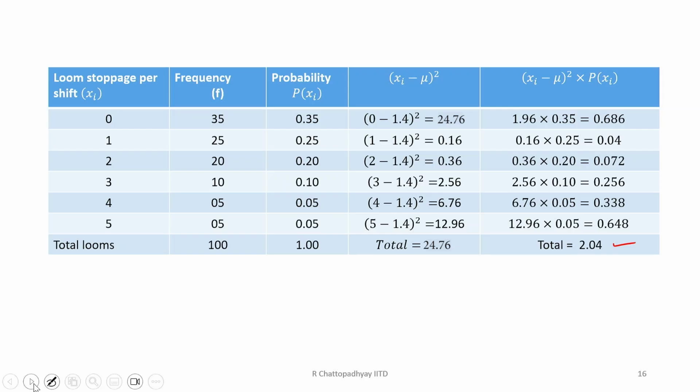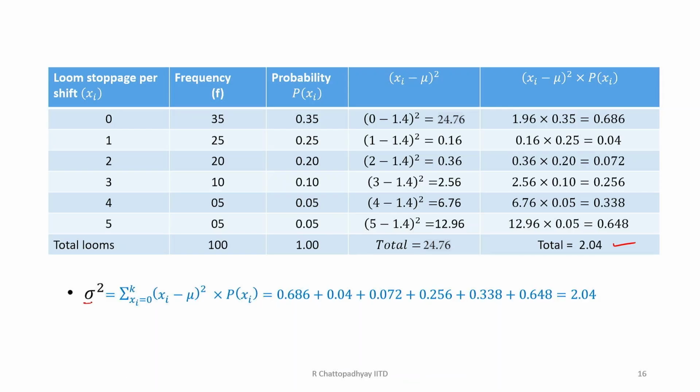So sigma squared is basically the sum total of all these values, which is 2.04. So this is the variance, and if we are interested in standard deviation, we take the square root of 2.04, and that gives me a value which is the standard deviation. This is how we calculate the variance.